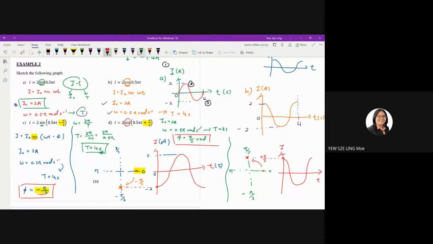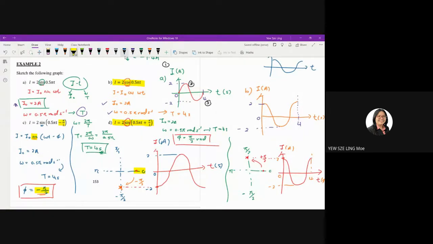After you plot the graph, as usual, label everything. Don't forget: this is your period, 4. This is 2, here is -2, and here is 0. You start from the position that is positive 2. Which means I equals 2 cos 0.5 pi t is also equal to 2 sine (0.5 pi t plus pi/2). They are equivalent. These two equations, from B and from D, are equivalent to each other.